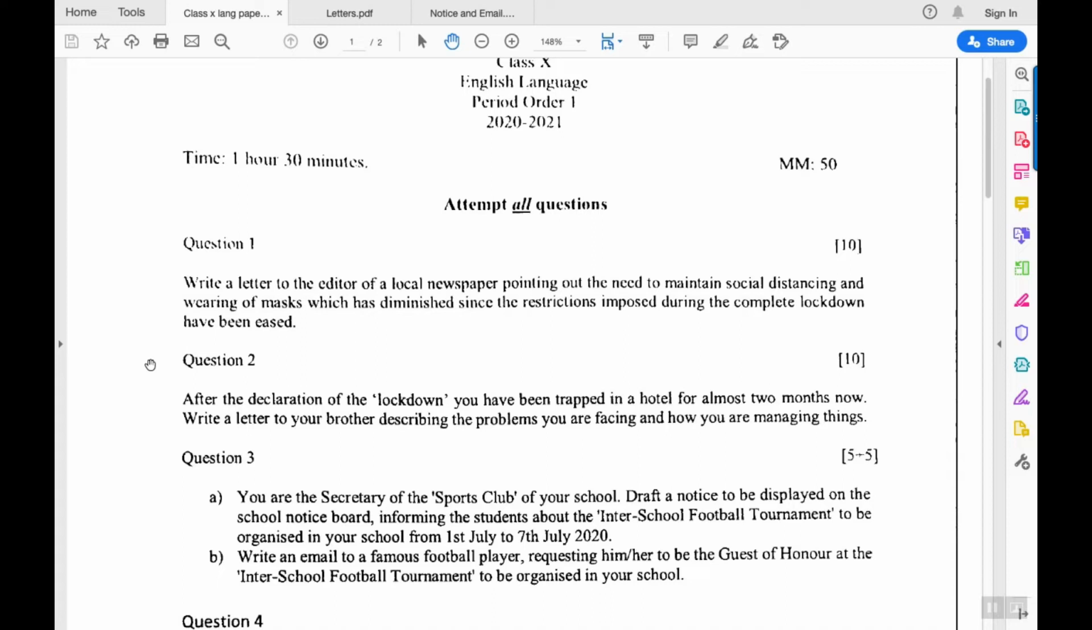Now, what are the points that you need to underline the moment you read the question? First is trapped in a hotel, underlined. Then 2 months. Then your brother. Then describing the problems. And lastly, you are managing things. So these are the 1, 2, 3, 4, 5 points which you need to underline in the question so that you know when you're writing the letter what points are to be covered.